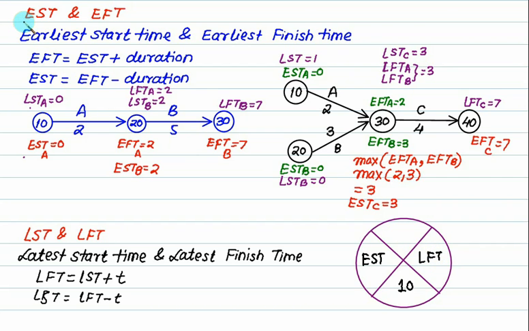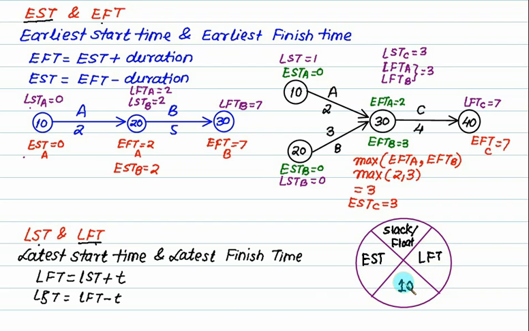Earliest start time and the latest finish time. Because if you know EST, can we calculate EFT? And if you know LFT, can you calculate LST? So we have EST and we have LFT. If there is a difference here, it is called slack, or float. We will discuss this later on. Whatever the difference is, this is called EST and this is called LFT.